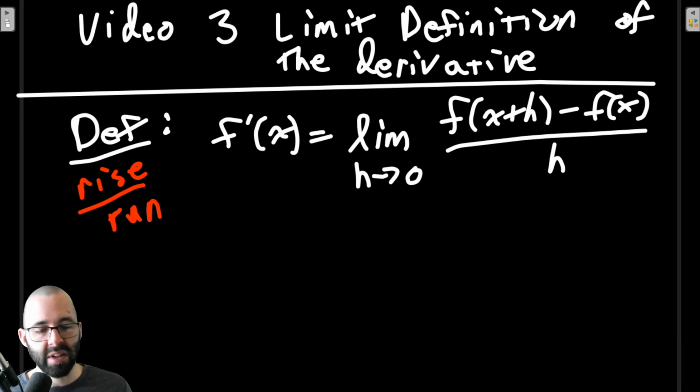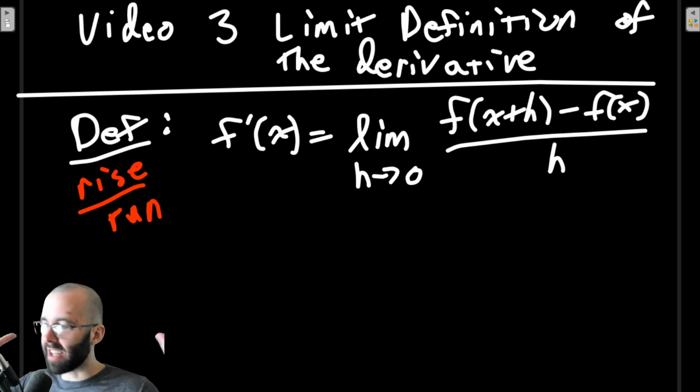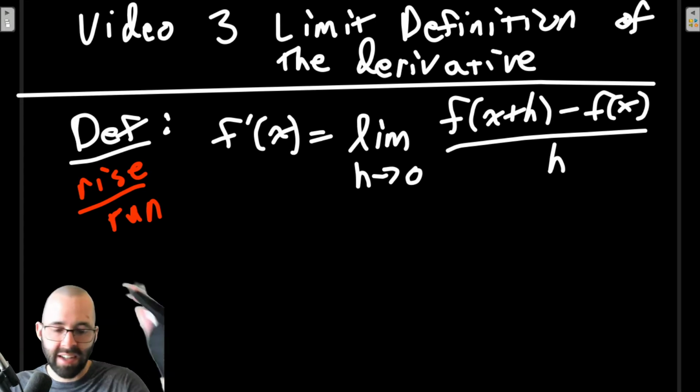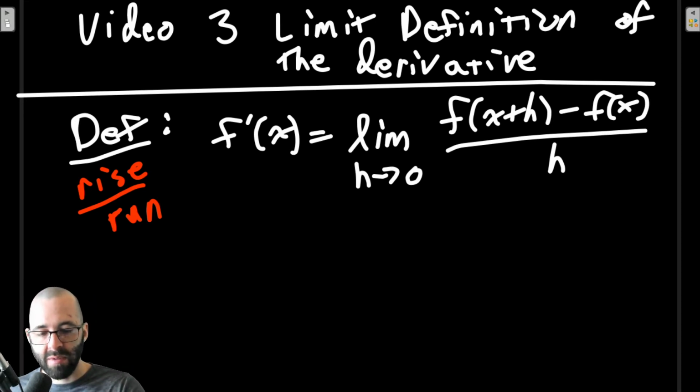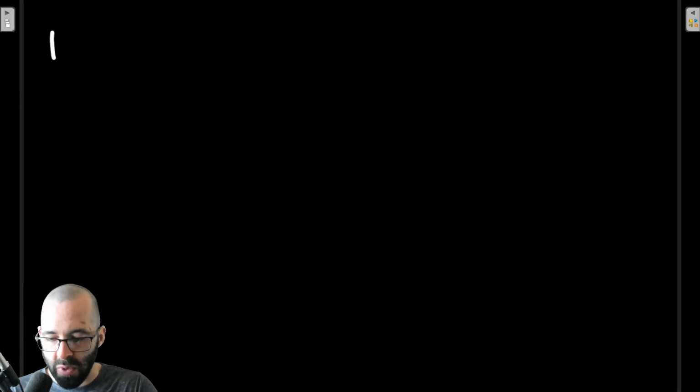As h gets really close to 0, and there's some really cool stuff with secant lines and tangent lines, we're not going to get into that too much. But here's what we've got. So let's get into some really interesting stuff with this, with example 4.